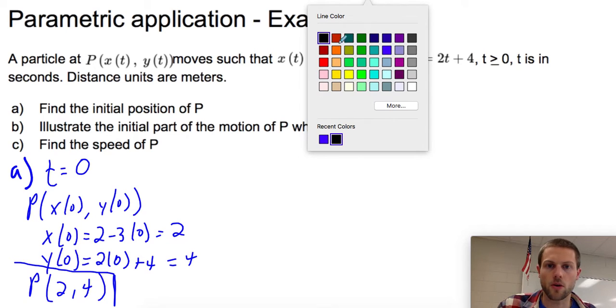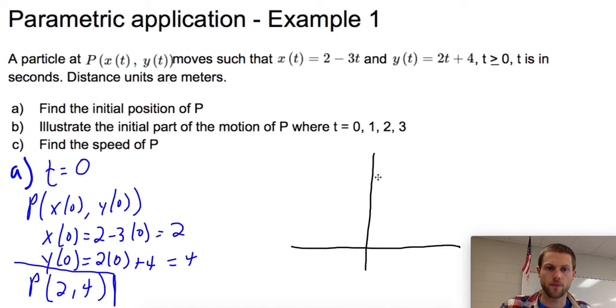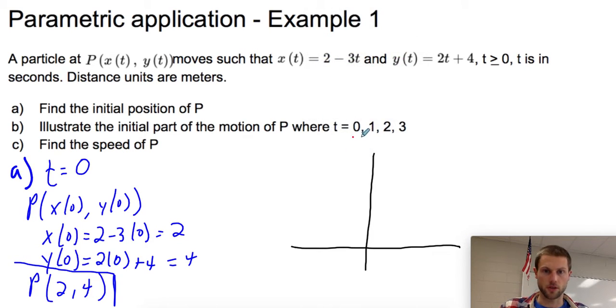Let's take a look at letter B. What do we want to do for this one? We want to illustrate the initial part of the motion of P when t equals 0, 1, 2, and 3. So what I'm basically doing is kind of diagramming this motion. Let's draw a set of axes here. It would be helpful to figure out where my particle is at t equals 0, 1, 2, and 3. And since I came up with this nifty method of finding my initial point, I'm going to use that same process as before.